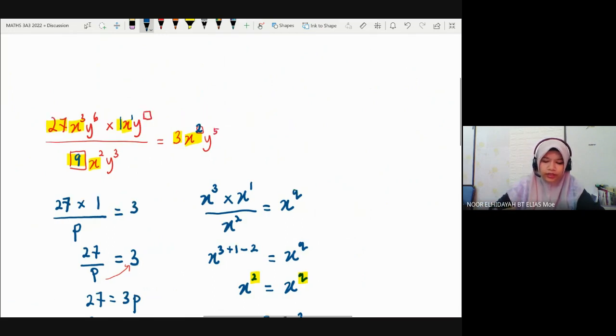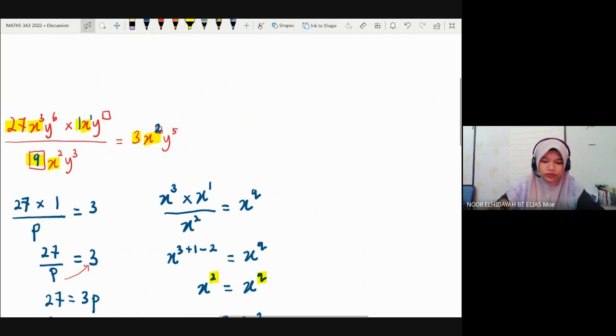Okay, next one. Solve for the y. You have y power of 6, y power of blank, y power of 3, y power of 5.